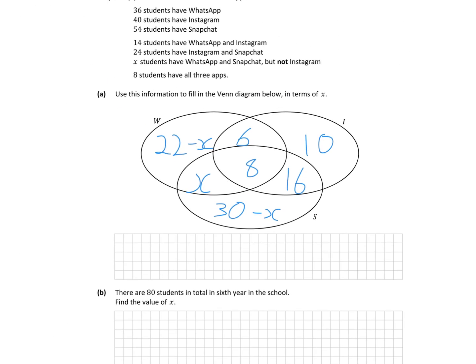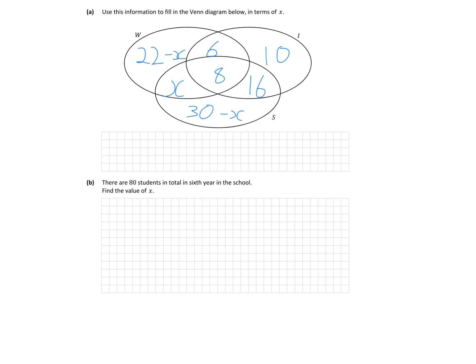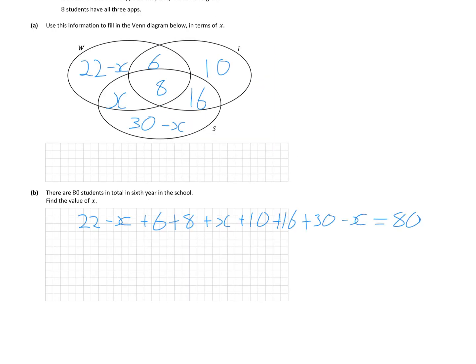So this Venn diagram now, there's no universal set outside, it's finished. Now, predictably, they want to get me to find the value of X. So they tell me there's 80 students in total in that school in 6th year. So all these groups here should add up to 80. So I'm going to write out an equation where I let all those add to 80. So I've done that here. You can see all of the different terms in the Venn diagram add up and they give me 80.